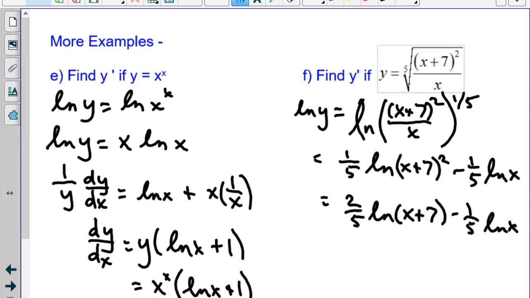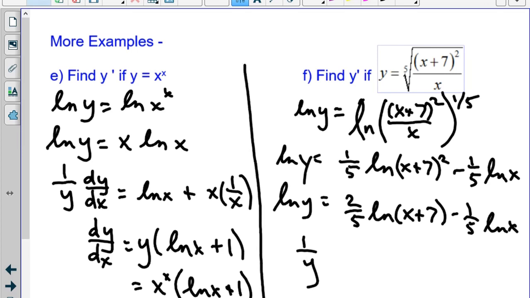Now let's take a derivative. If I take the derivative of natural log of y, I get 1 over y. Sorry, I'm going to draw a line to make sure that it's distinguished. 1 over y dy/dx equals 2/5 times the natural log of x plus 7. If we take the derivative of that, I get 2 over 5 times x plus 7. The derivative of the inside is just 1, so that ends up not being that hard, minus 1 over 5x.